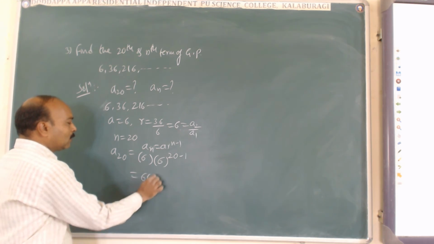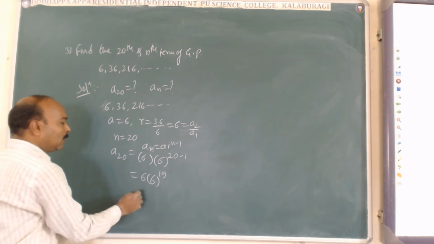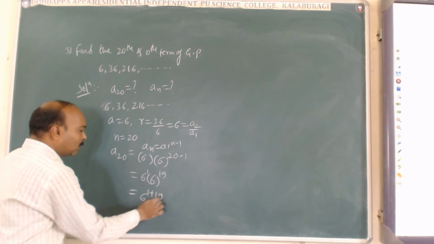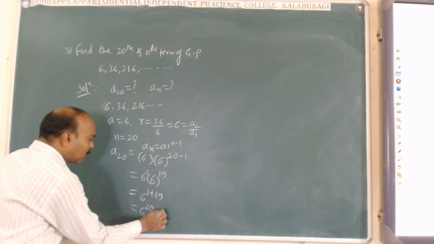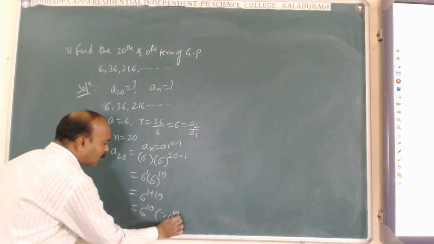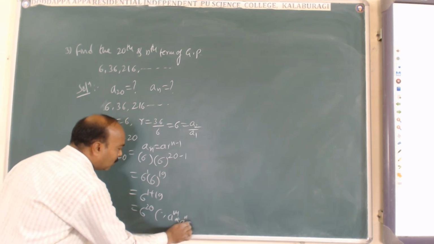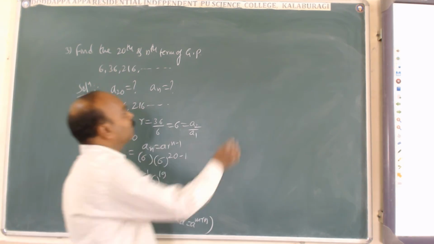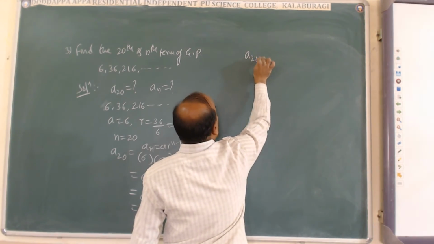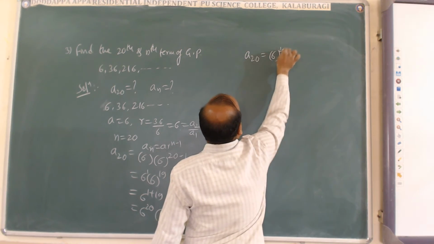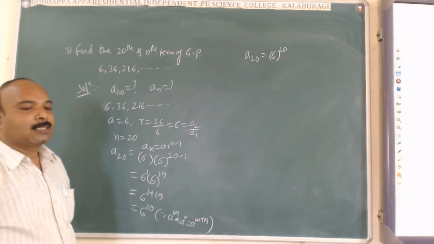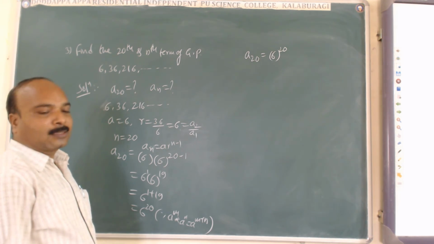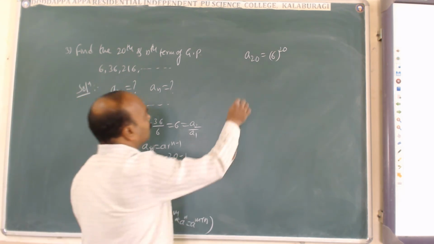6 into 6 raised to 19. Using the index formula, 6 raised to 1 plus 19, so it is 6 raised to 20, because the formula a raised to m into a raised to n equals a raised to m plus n. Using this formula we get this one. Therefore the 20th term of this sequence is 6 power 20. It is the first answer. We do not expand this, it is a high value. Don't expand this one.